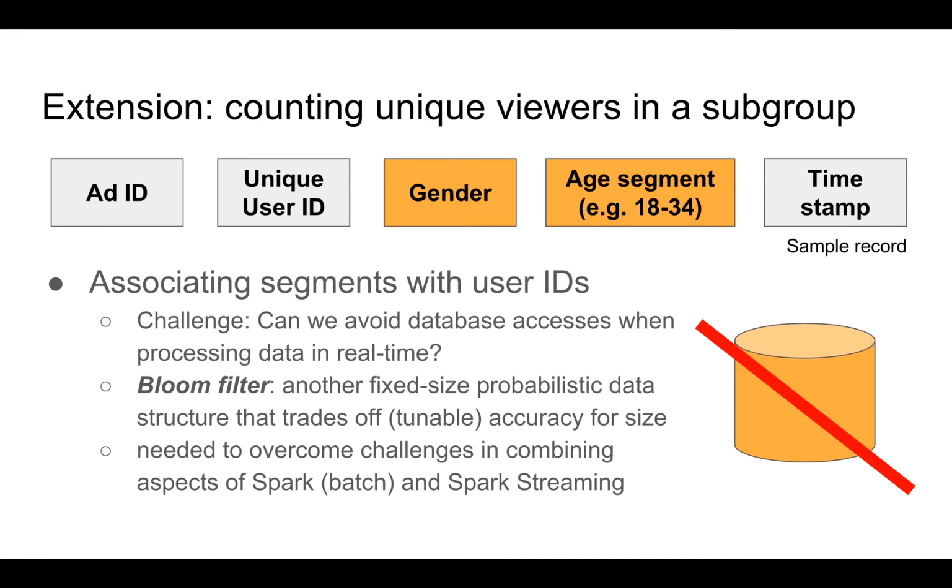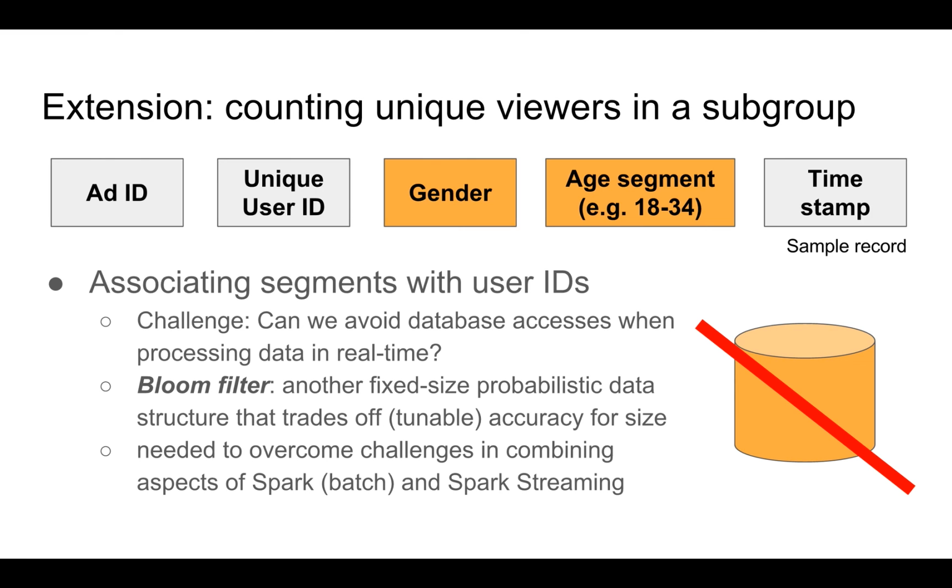As an extension of my project, I addressed an issue relating to computing counts for subgroups. I previously assumed segment information was encoded within the stream or extracted from the user ID, but it may be more realistic to assume we would need to retrieve it from a database. This is not a problem if we were to do batch processing on historical data, but repeatedly fetching from a remote database when performing real-time processing is problematic.